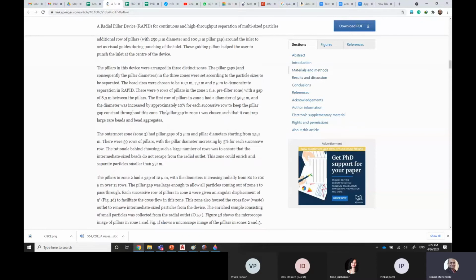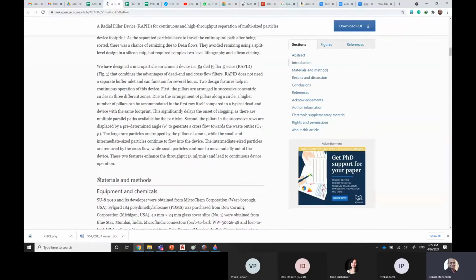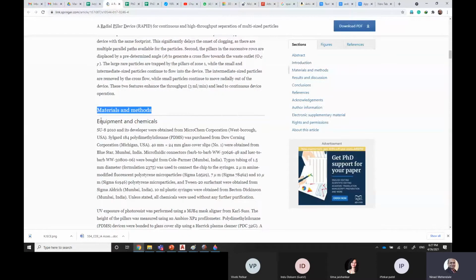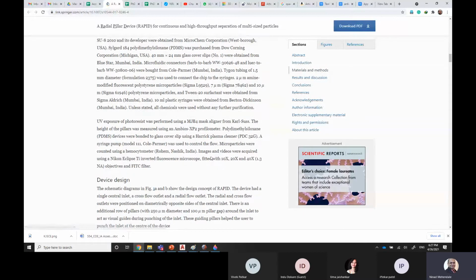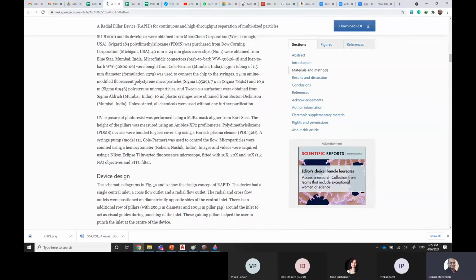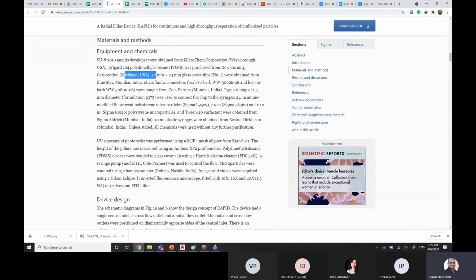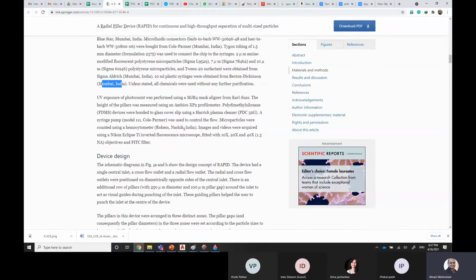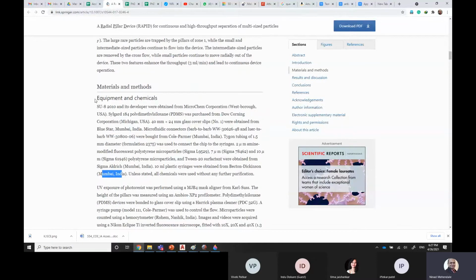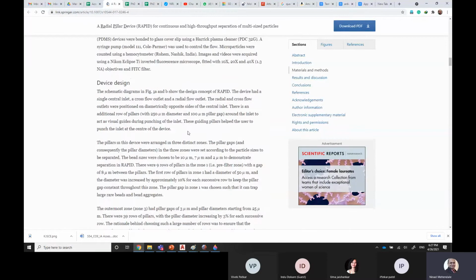Then, how did I make it? There will always be a materials and methods section. In that, first is materials: where you got these materials from. Whatever you have used, you have to give the sources. Like, this particular thing was brought from Michigan, or this particular thing was brought from Sigma Aldrich, and so on. Becton Dickinson, got from Mumbai, India. So where you got all your components from goes under equipment and chemicals.